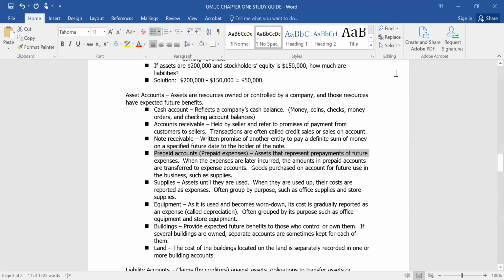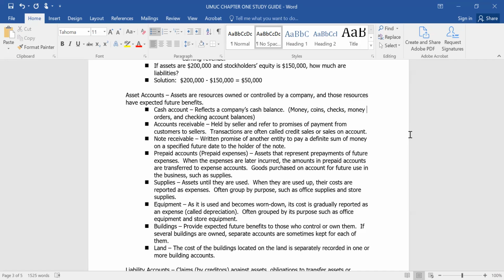That's an account receivable. A note receivable is just a written promise to pay. It's more legal in nature, but it's kind of the same idea as an account receivable, or it could be a definite sum of money that they're owed, but it's generally along the same lines.